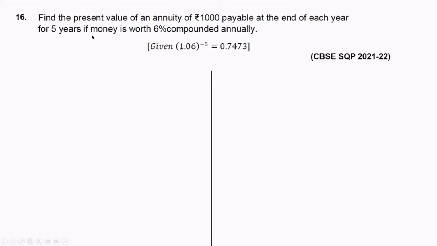Next question, find the present value of annuity of rupees 1000 payable at the end of each year for 5 years if money is worth 6% compounded annually.